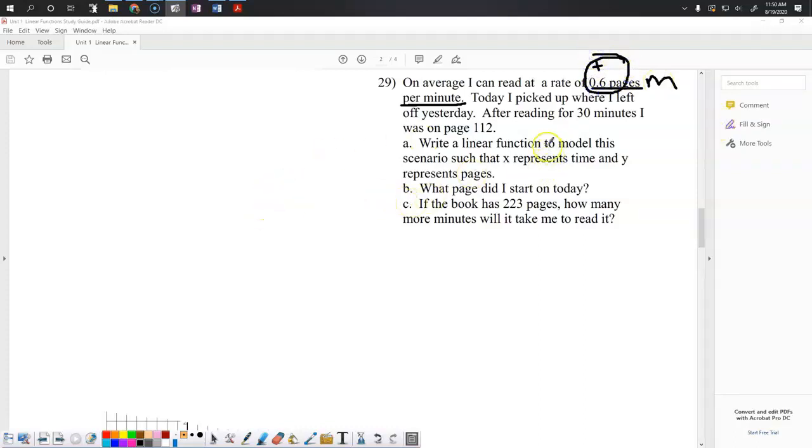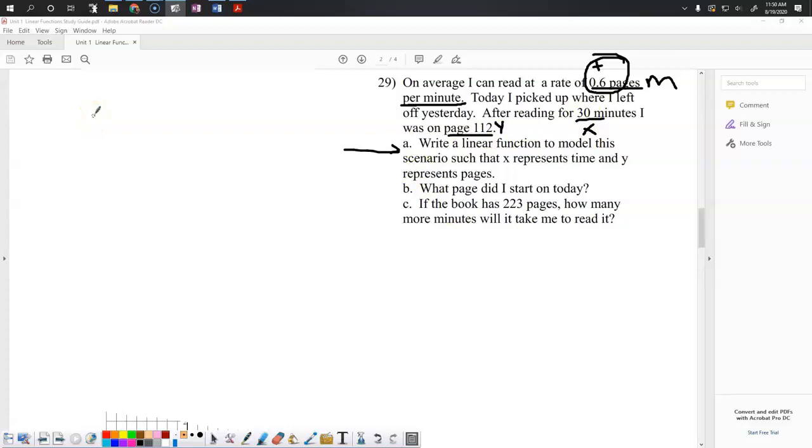All right, now the next thing is that it says today I picked up where I left off yesterday. So after reading for 30 minutes, I was on page 112. Part A says write a linear function to model the scenario such that x represents time, so the 30 minutes here is my x, and y represents pages, so the 112 is my y. So I've got an m, which is 0.6, I've got an x, which is 30, and a y, which is 112, and we want to write an equation.